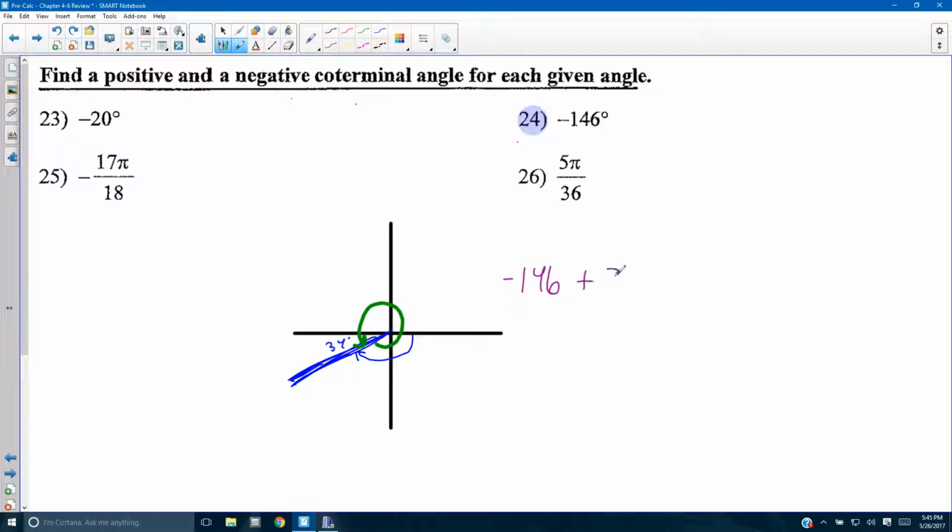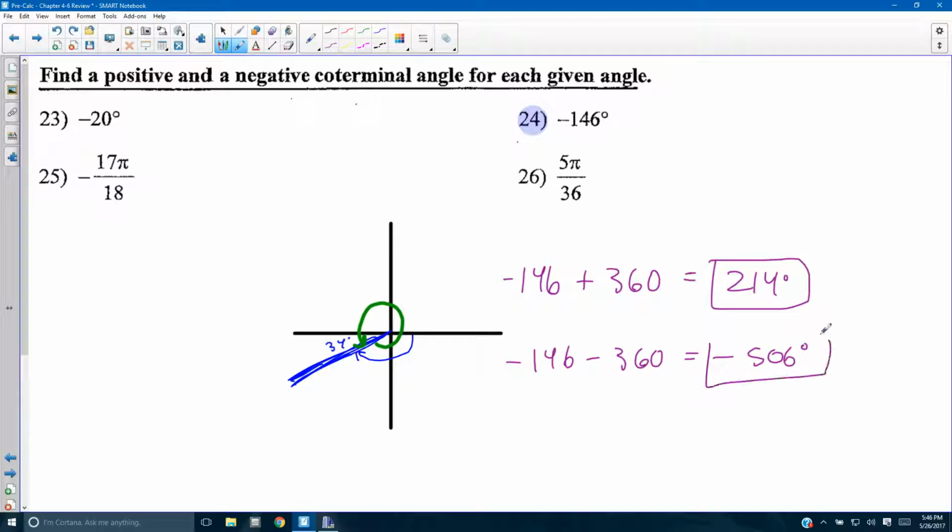Okay, so 214, see if that number is going to work out as my answer. Negative 146 plus 360. 360 minus 146. Any takers? All right, it's 214. So that's one of our answers there. The other one, I guess, that we have to do from there is subtract 360 from 146. That's going to be exactly negative 506 degrees. Coterminality comes in many forms there.